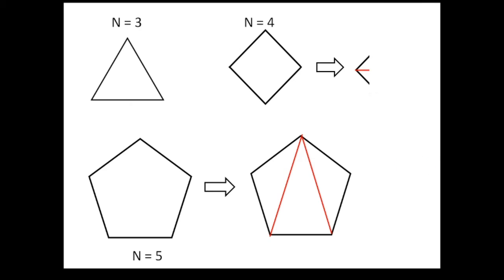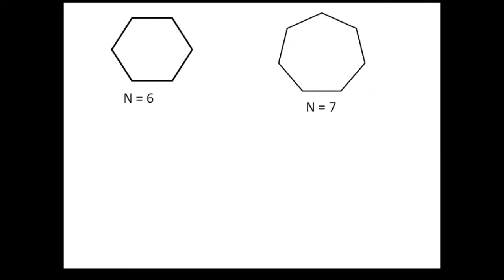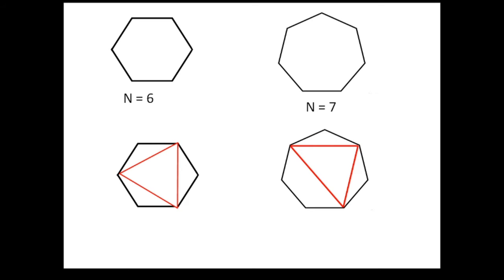Now let's look at some more examples. When the number of sides is 6, we can create a 3-sided child polygon, and when the number of sides is 7, we can also create a 3-sided child polygon. The answer here would be the total sides of the parent polygon plus the total sides of the child polygon, that is 6 plus 3, which is 9, and here it would be 10.